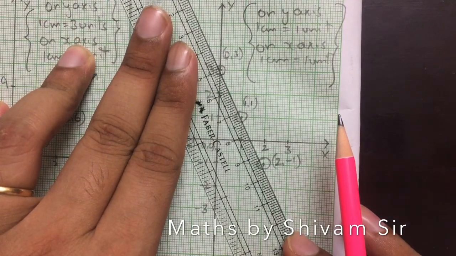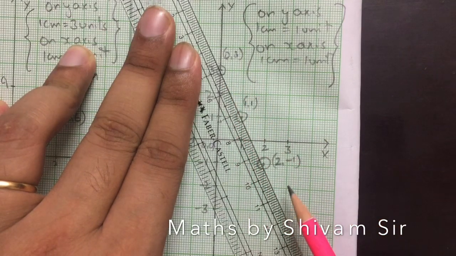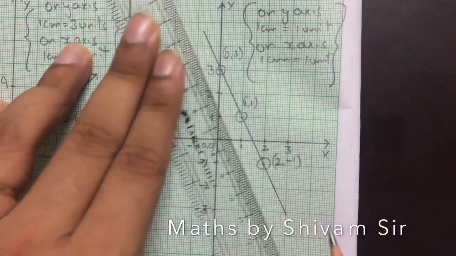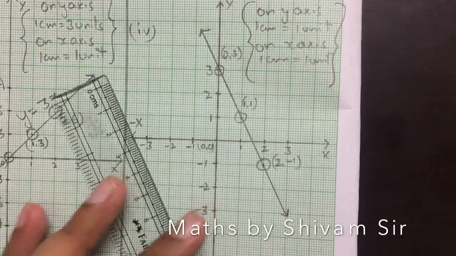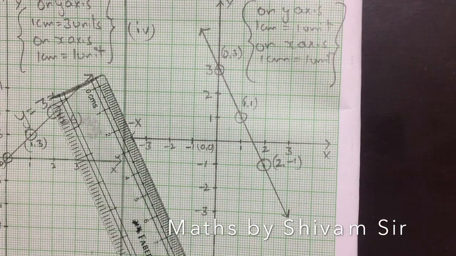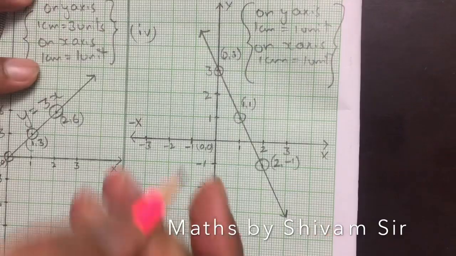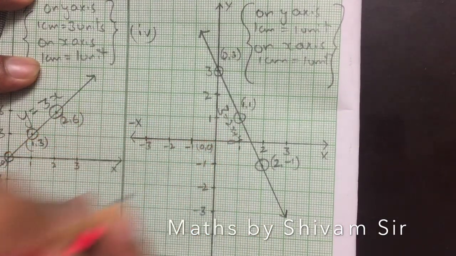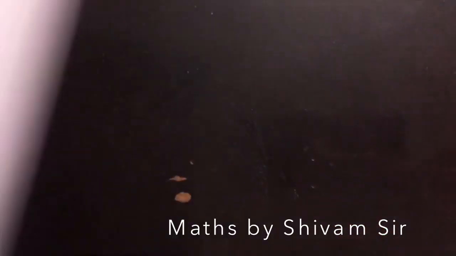Join the points using scale. Just highlight the points and don't forget to write down the coordinates as I have written here. Mark arrowheads at the ends. Write down the equation. The equation is 3 is equal to 2x plus y. So this is the graph. So let's move on to next question.